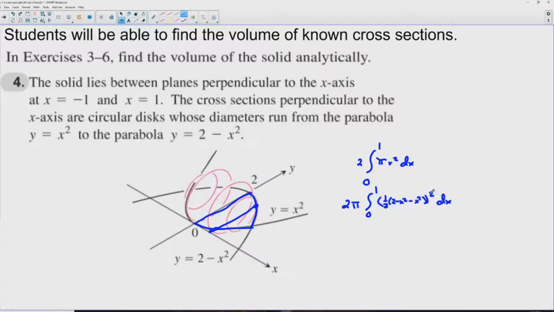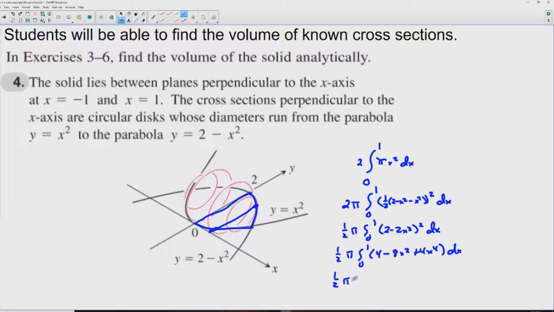So if we square this, we get 1/4, and then pull the 1/4 out, that's 1/2. So 1/2 pi, 0 to 1 of 2 minus 2x squared, squared. Let's FOIL that out. 0 to 1 of 4 minus 8x squared plus 4x to the 4th dx.